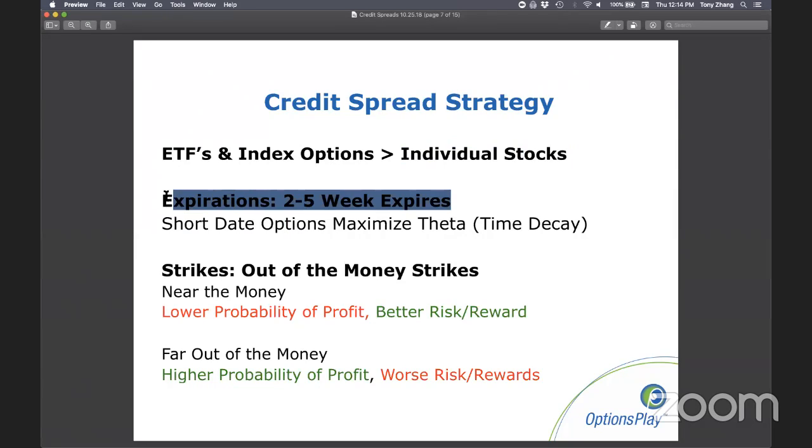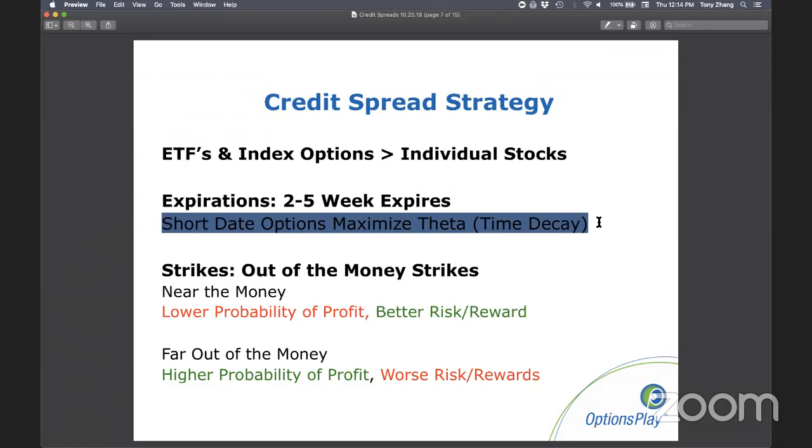We tend to find that expirations 2 to 5 weeks out is generally the time frame where you get the best returns for credit spreads. This is really because shorter dated options maximize the time decay. This is what you're looking for when you're selling credit spreads. We have some research to show this as well.